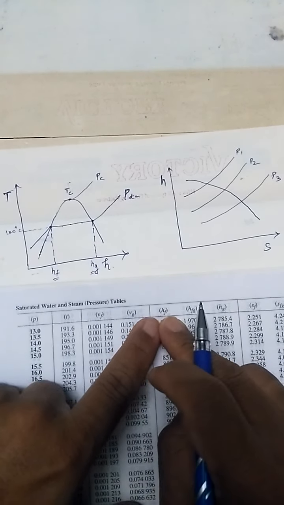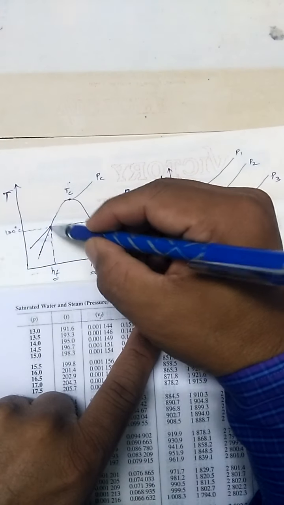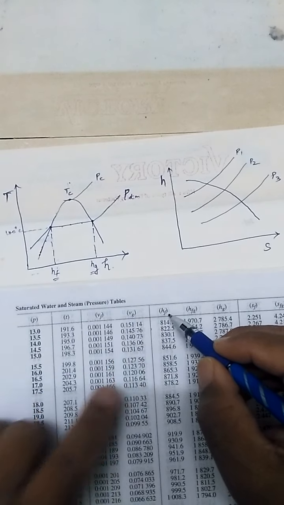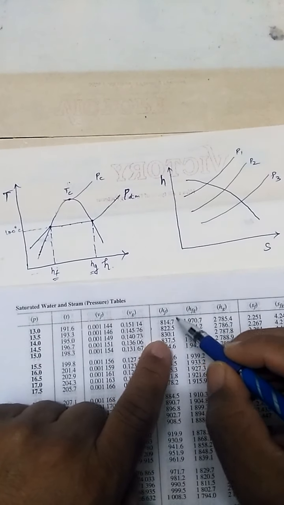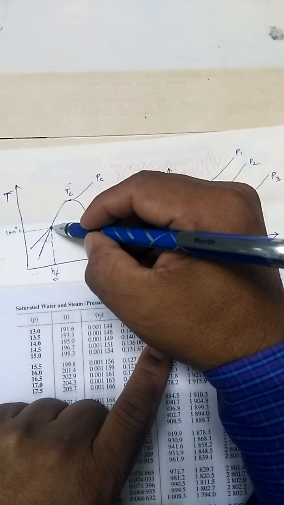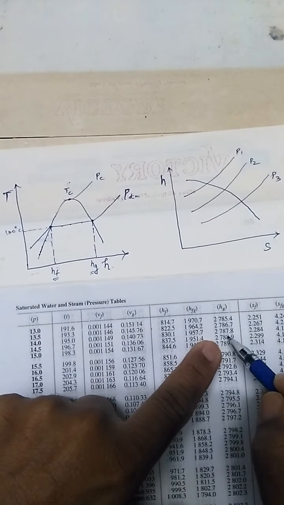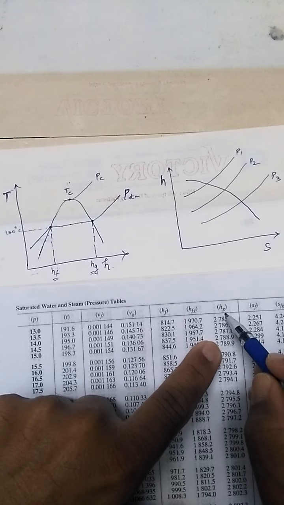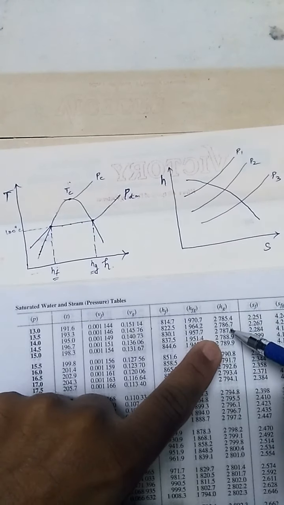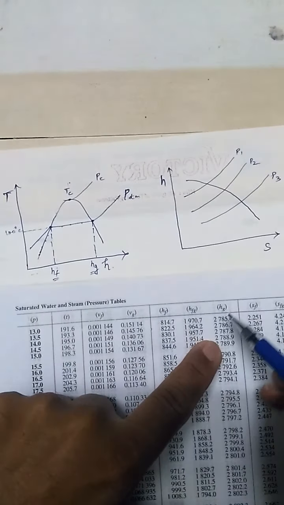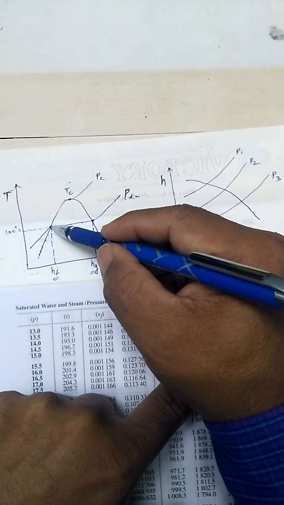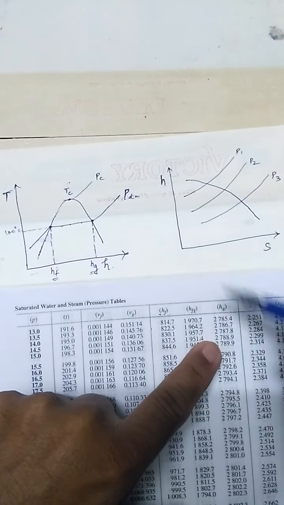Similarly for Hf, this point. What is indicated here is this Hf point. Hf corresponding to 14 bar is 830.1. And here 2787.8, this is Hg. So Hg is this point, the steam enthalpy. Here it is the liquid enthalpy. The water enthalpy is here and the steam enthalpy is here.